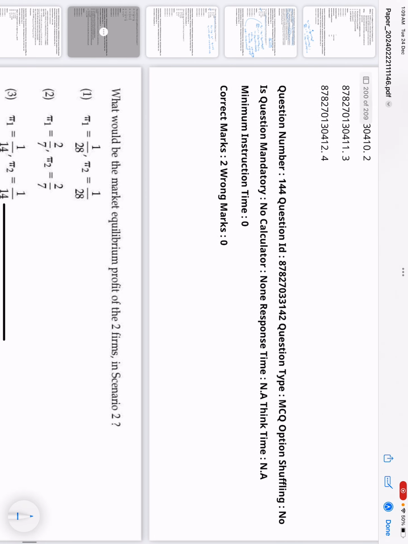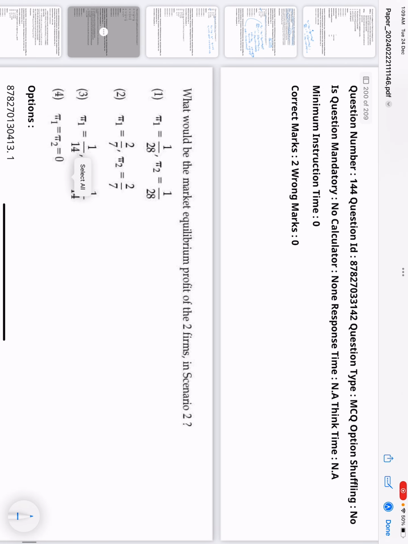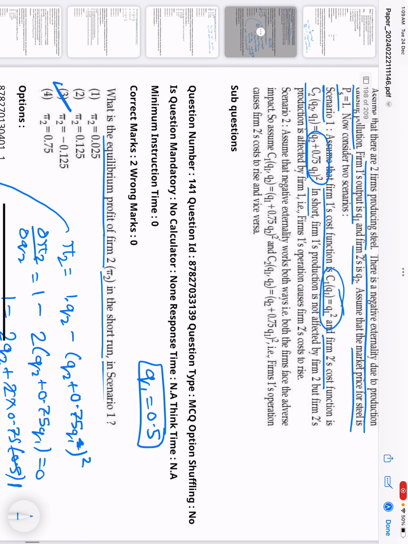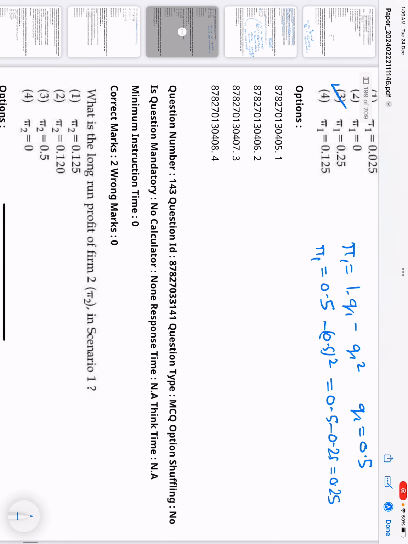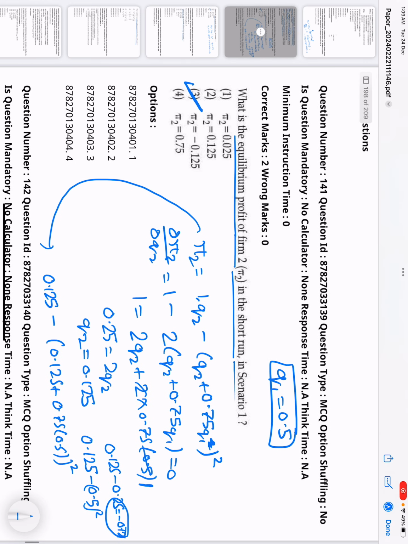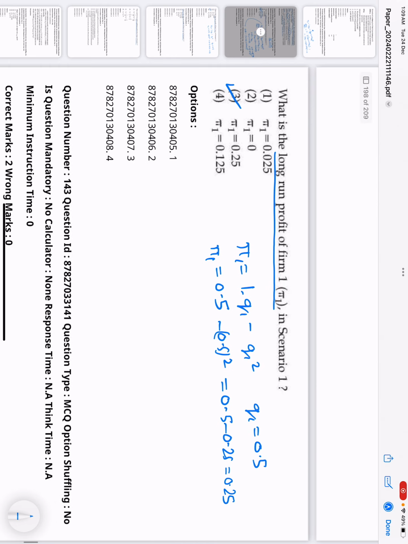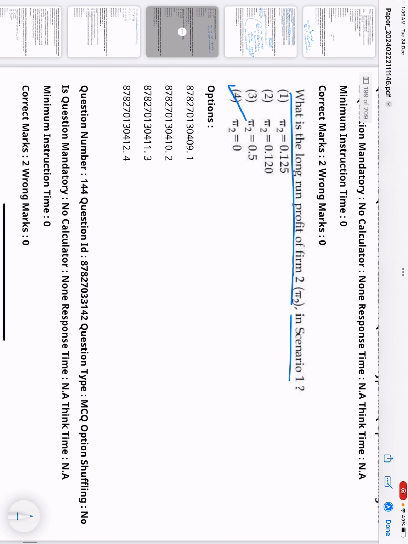Okay. Now, what would be the market equivalent profit of the two firms in scenario 2? Okay, so far we have discussed scenario 1. Scenario 2 is negative externality works both ways. Cost is this for both the firms. Okay, we haven't done that. So, what is the long run profit of firm 2 in scenario 1? In the short run, the firm is incurring a profit of minus 0.125. So, in the long run, it should exit the market. So, the profit would become 0.